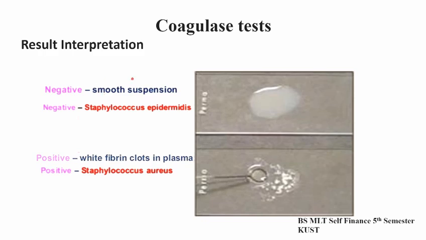You can see in the result interpretation, if you see any type of agglutination or clot here, it is positive. Staphylococcus aureus is present here. On smooth suspension, you can see the Staphylococcus epidermidis.